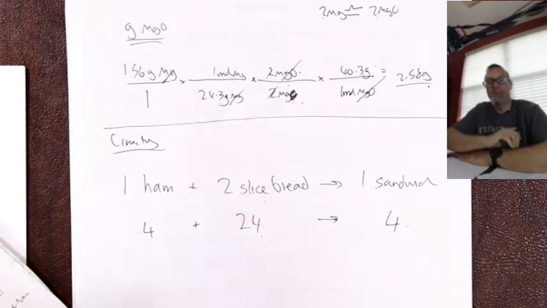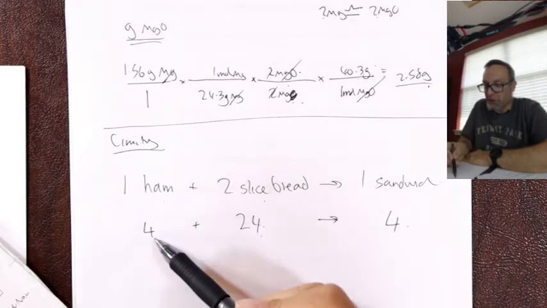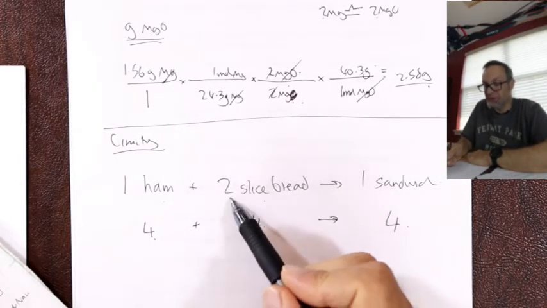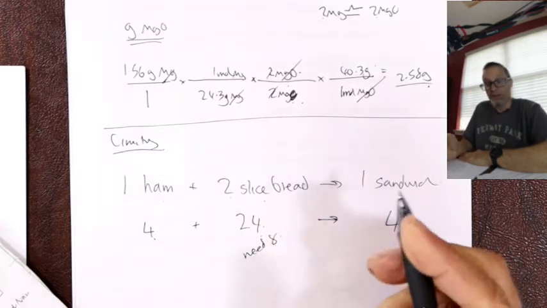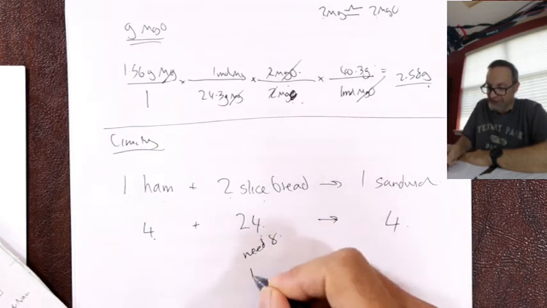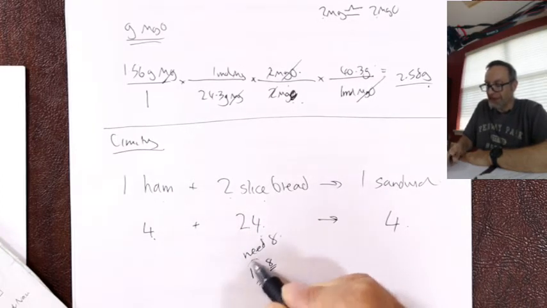4 sandwiches, right? Think about that for a second. If you think about it, 4 slices of ham, and it's 2 slices per 1 ham, I need 8, right? So that's really 16 plus 8. What I need and what's left. So I have an excess, right?